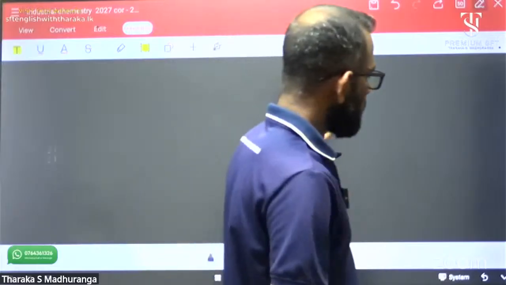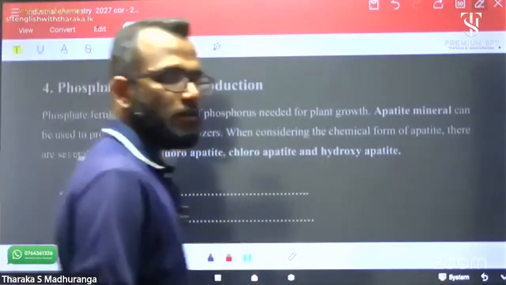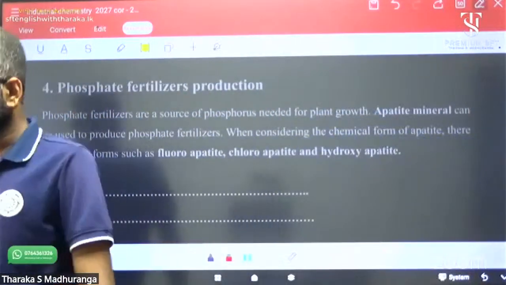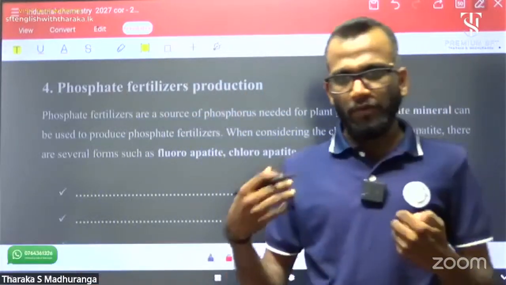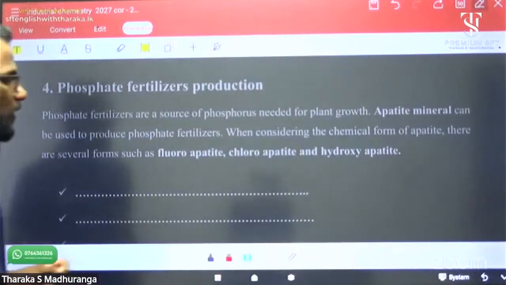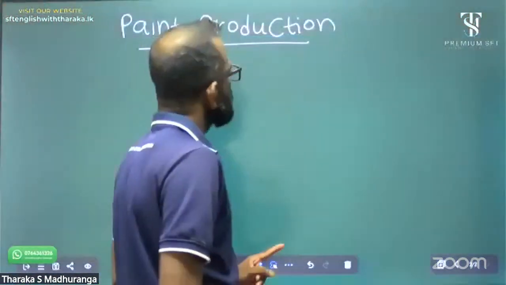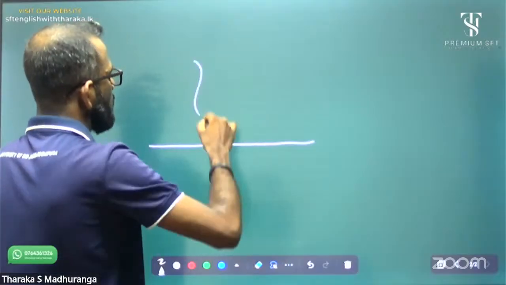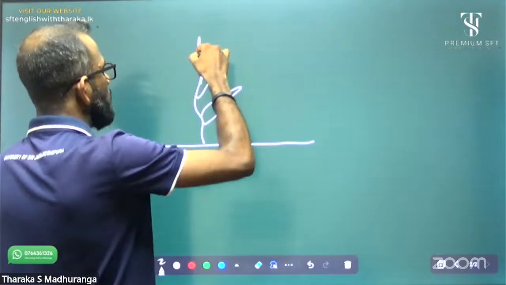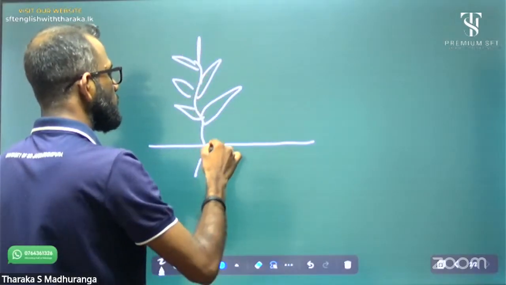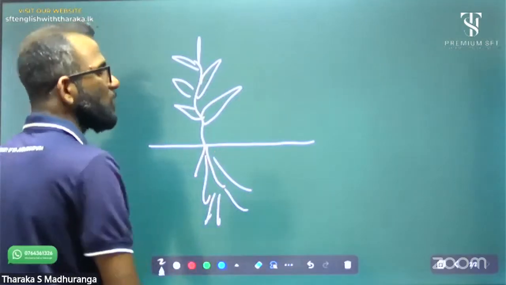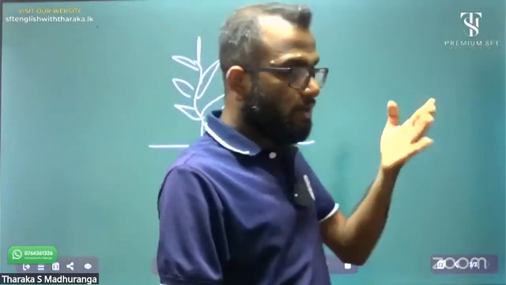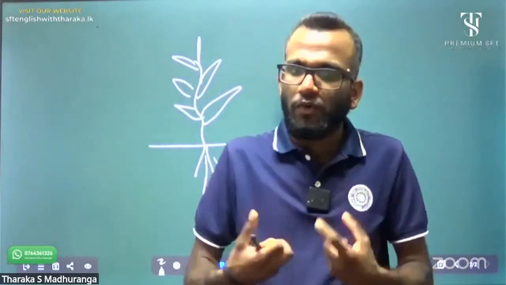Okay, let's move to our fourth production process. The fourth production process is phosphate fertilizer production. BST students already know these details, I think. Do you know what the main requirements are for plant development? Now think this is a plant. A simple short-term plant, like a tomato, or chili type, short-term 3 to 4 months plants. Whatever plant, what are the main requirements to grow?